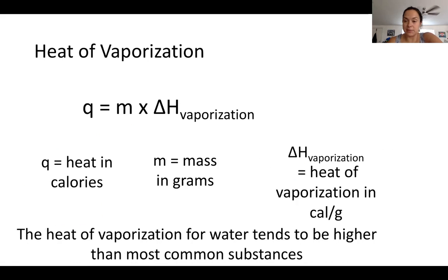And it has a very similar equation to the heat of fusion. So again, Q represents our heat, again in calories or joules. M is our mass in grams. And delta H of vaporization is just the heat of vaporization, and again, usually in calories per gram. That's what I gave you on our Top Hat course, okay? The heat of vaporization for water tends to be higher than most common substances as well.